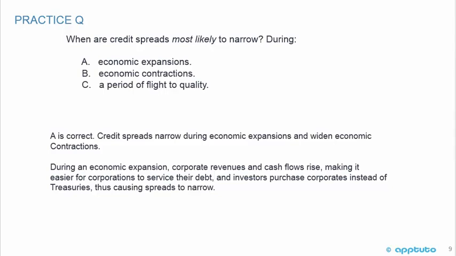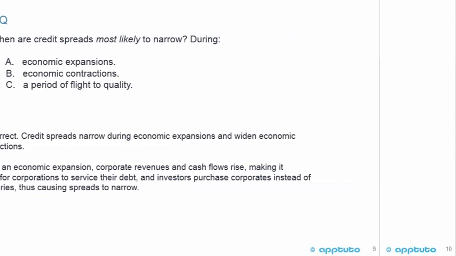During an economic expansion, corporate revenues and cash flows rise, making it easier for corporations to service their debt, and investors purchase corporates instead of treasuries, thus causing spreads to narrow.